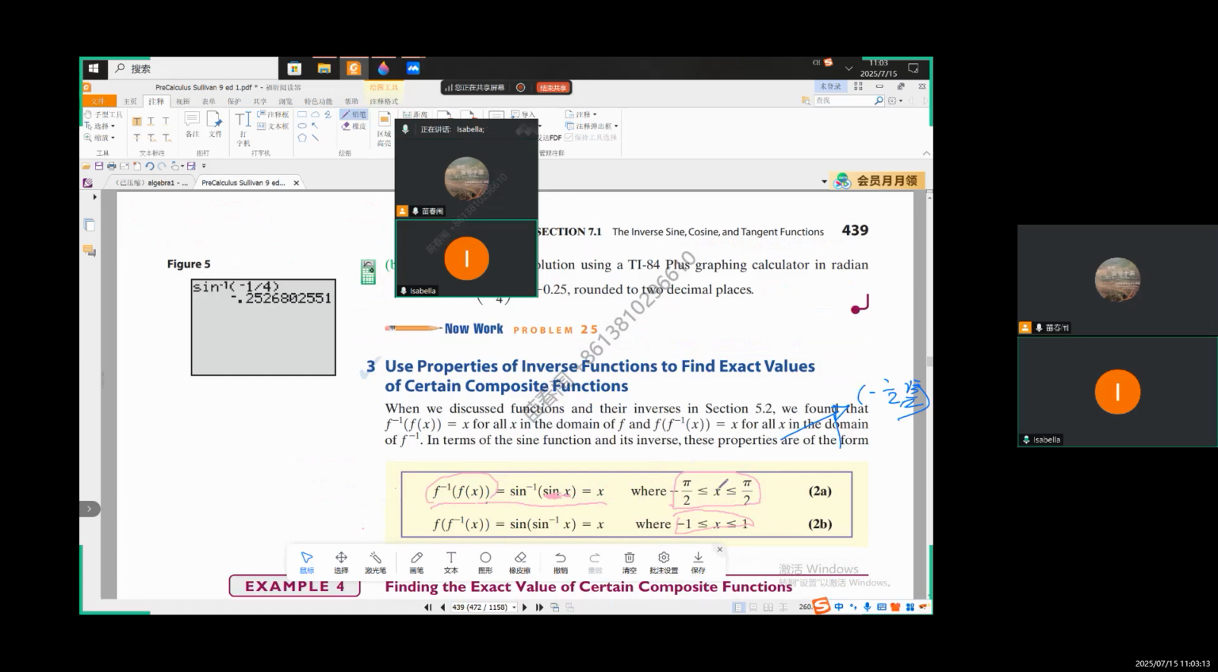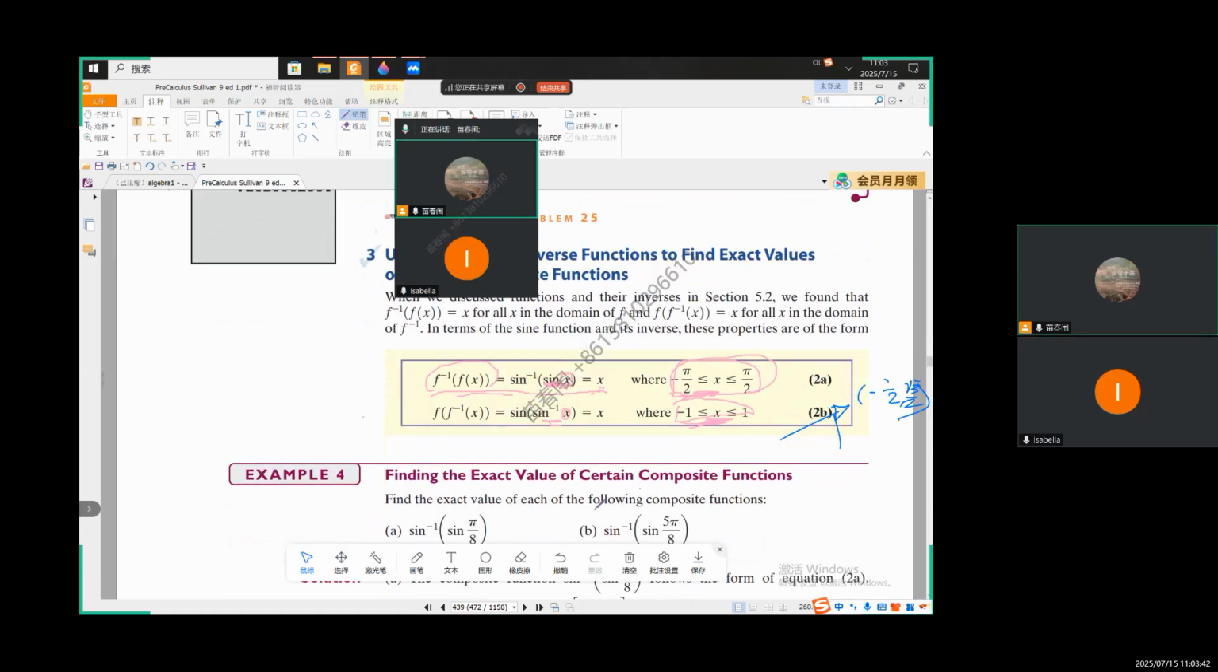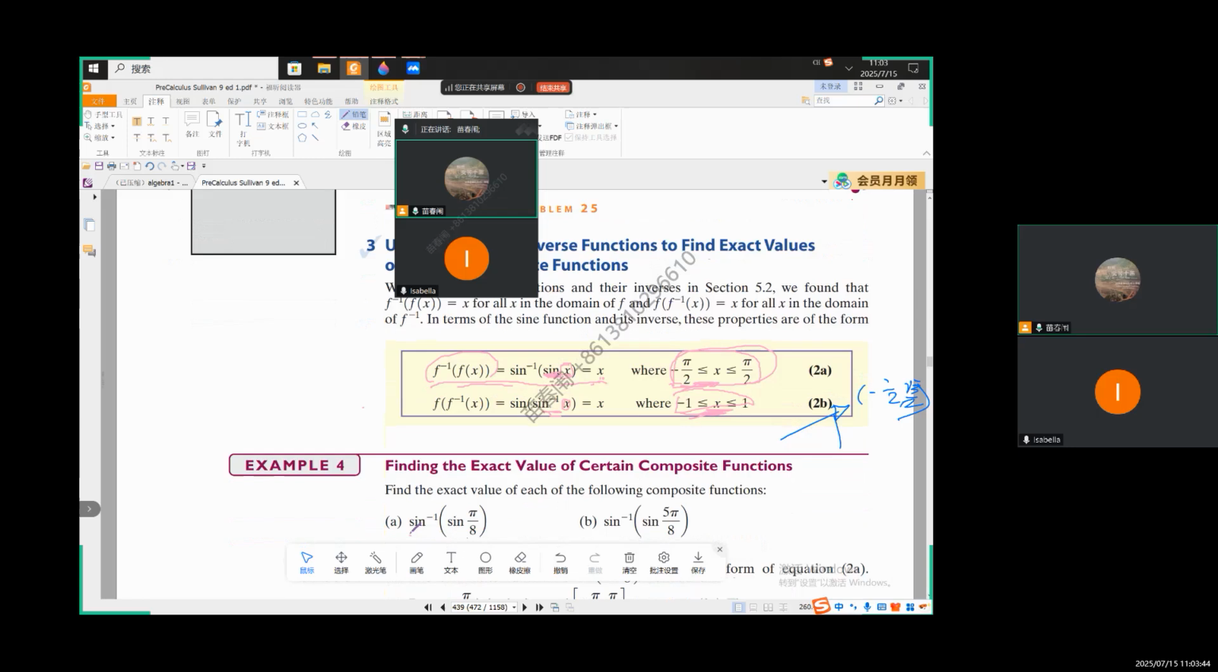So remember that they have a domain. If you want to use this, it's between negative pi over 2 and pi over 2, which means this one has domain negative 1 to 1. And this one is not a requirement. This is for simplifying purposes, so we don't want to know more. This one has a requirement. Sine value doesn't really have that big a restriction. How about this one?